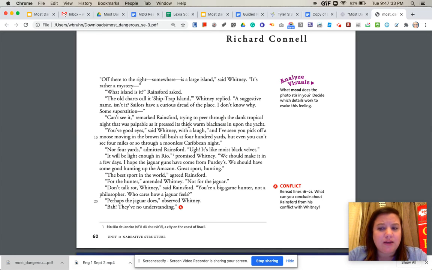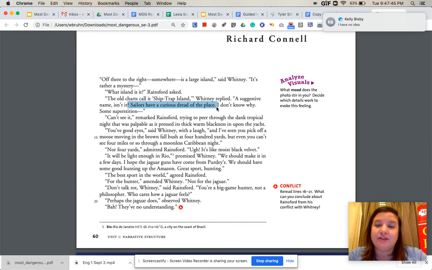Also notice one little hint here at the beginning. They talk about this island. So somewhere there's a large island and it's kind of a mystery. And we learned that the sailors have a curious dread of the place, which means that they're scared of it for some reason.